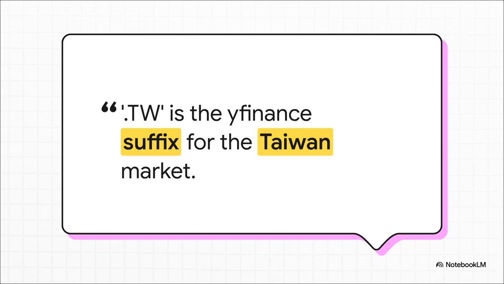Okay, here's a super important detail you can't miss. Notice how the ticker isn't just 2330, it's 2330.TW. That .TW part is called a suffix, and it's how YFinance knows which stock market to look at. See, a lot of companies might have the same ticker symbol in different countries, so this suffix tells it, nope, I want the one from the Taiwan Stock Exchange. It's a small thing, but it's absolutely crucial for getting the right data.